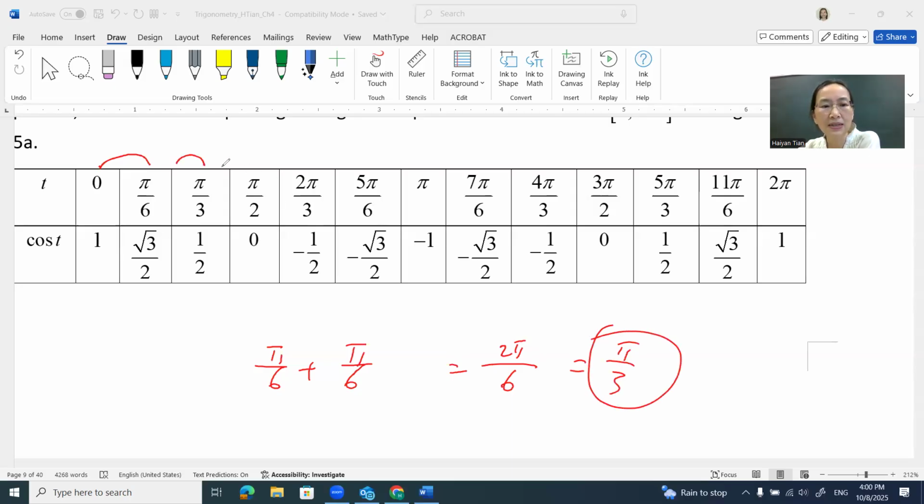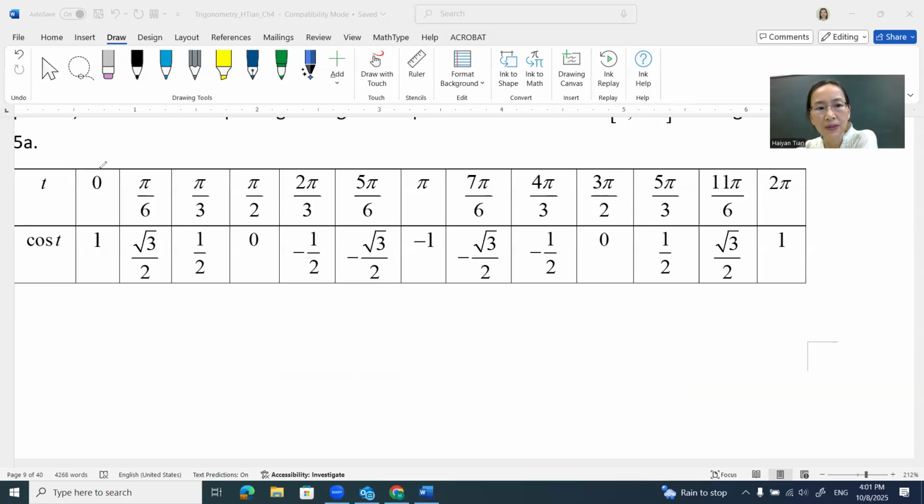So I keep increasing the t value. When pi over 3, I add another pi over 6, I will get pi over 2. So this way, I get a list of different t values, and they differ by each successive t value, right? So the difference is just pi over 6. So that means the t values are evenly spaced. So they just go to the next t value until I arrive at 2 pi.